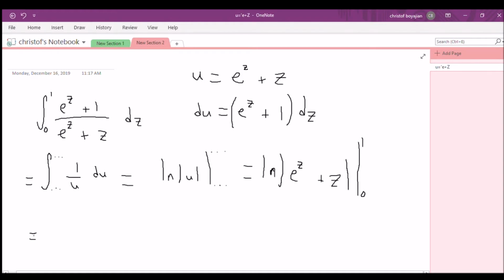Now, I'll write our next step down over here. So let's evaluate at 1 first. So natural log of e to the 1, which is just e, plus 1, minus natural log of e to the 0 plus 0.